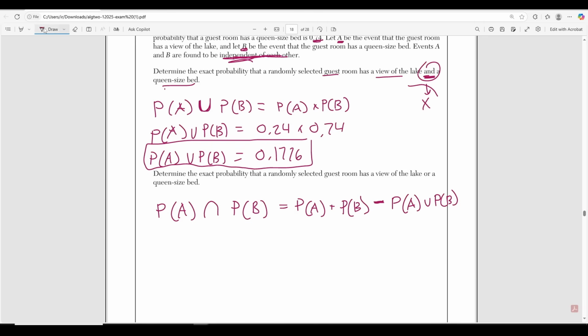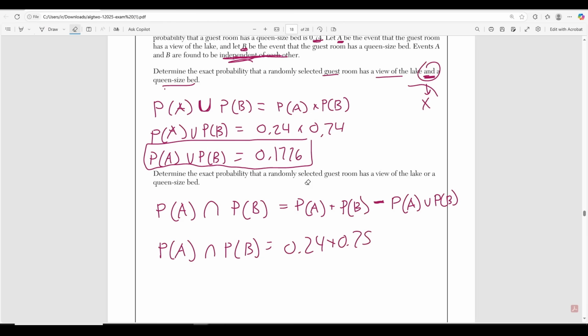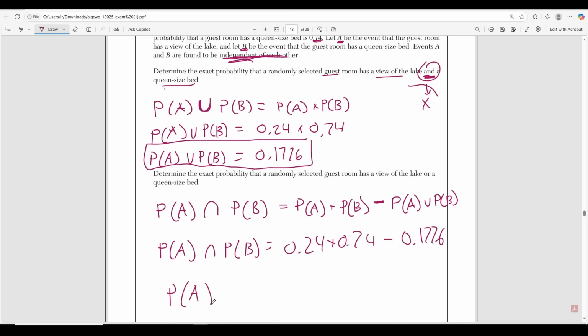So all I have to do here is just plug in values, right? The probability of A or the probability of B is equal to 0.24 plus 0.74, not 0.75, 0.74, minus 0.1776. So just put that in my calculator right now. 0.24 plus 0.74 minus 0.1776 is equal to 0.8024.